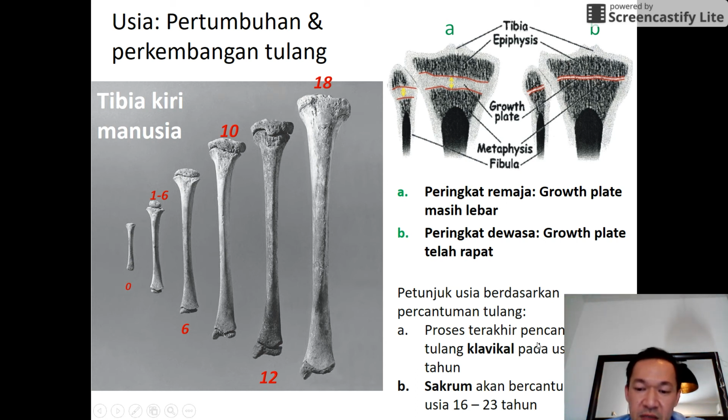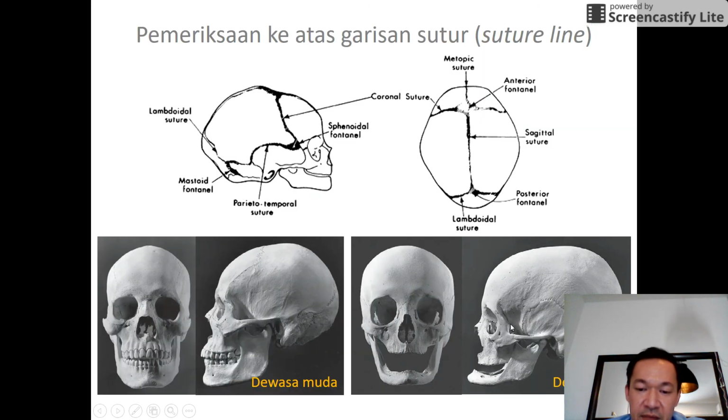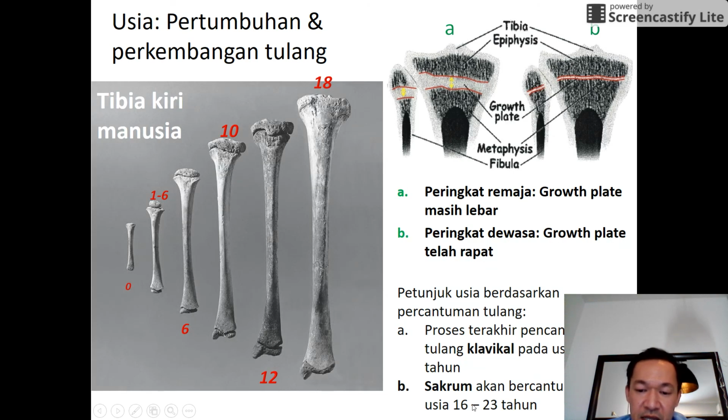So the last fused bone in our body would be the clavicle. It takes about 26 years to do so. And then the sacrum comes together around 16 to 23 years.